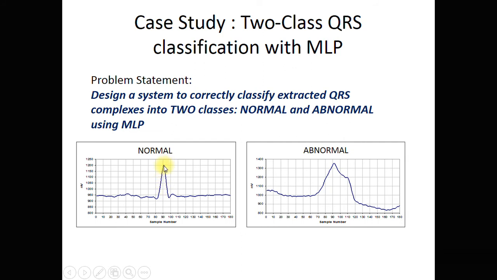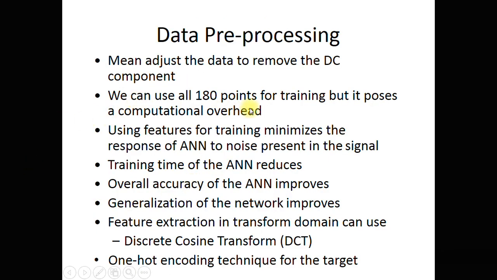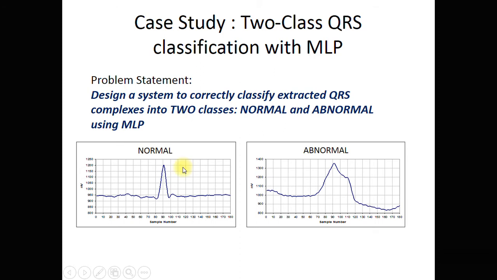This is called the R peak. So naturally we get 180 samples, 90 plus 90. Okay, so all this we have 180 samples. So we have all 180 points for training, but it possesses a computational overhead. If you use this pattern directly for the input, you will require 180 input neurons, which is going to be a very clumsy thing.